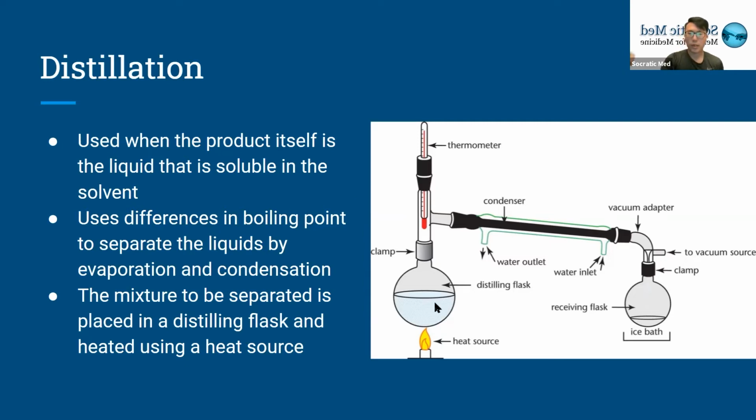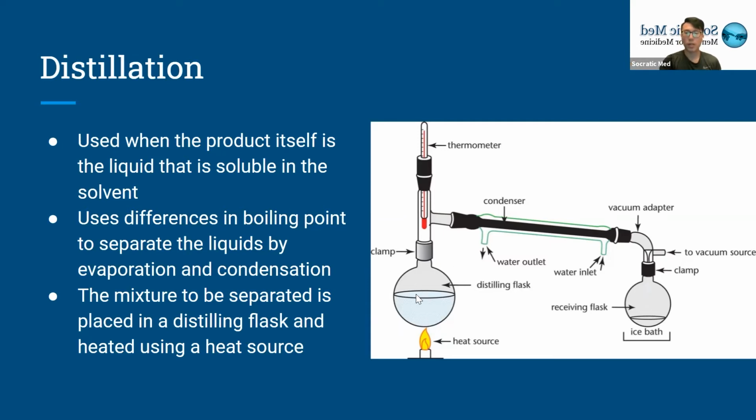Like I said, this is done through evaporation and condensation. Once you evaporate the liquid, it will go through this condenser. The condenser is basically something that cools down the vapors of the liquid that you just boiled. Once it is cooled, it will condense and then drip down into this receiving flask. So this is basically the general mechanism behind distillation.